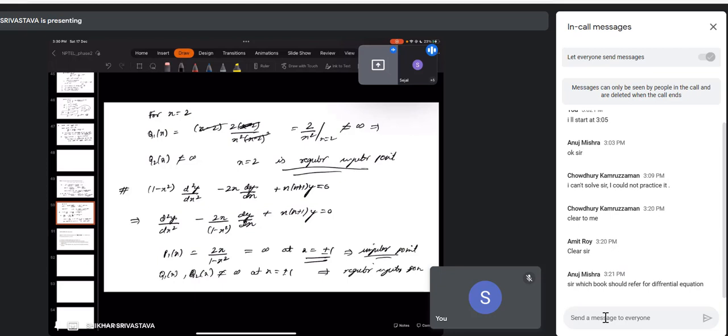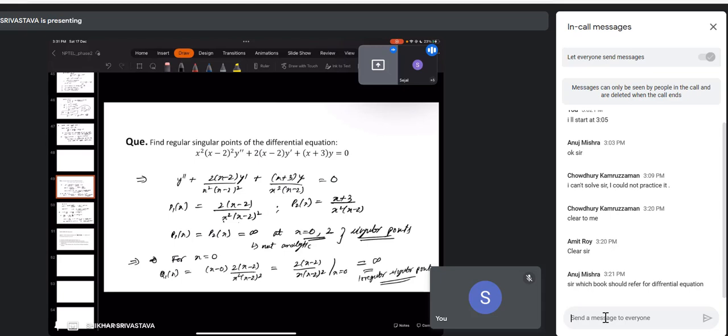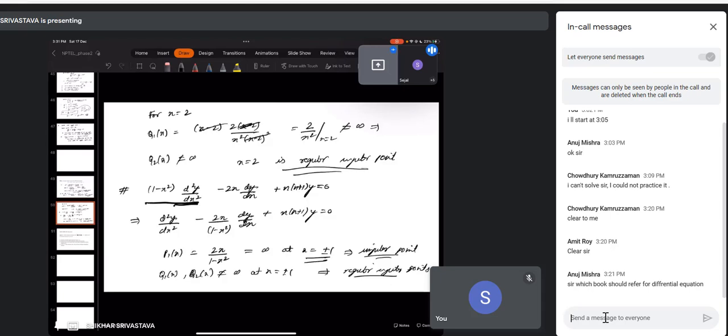So the main significance is that at x equal to plus or minus 1, the solution of this differential equation is not defined. The solution of this Legendre differential equation is not defined at x equal to plus minus 1. That is a significant singular point. Now there is a way to solve this Legendre differential equation.